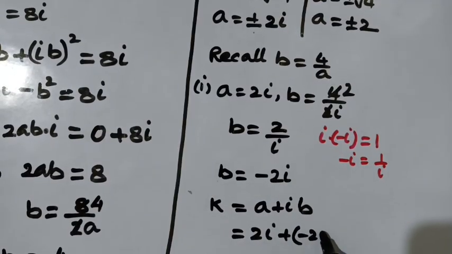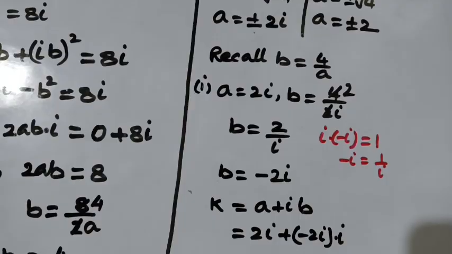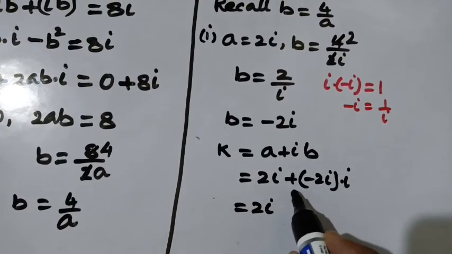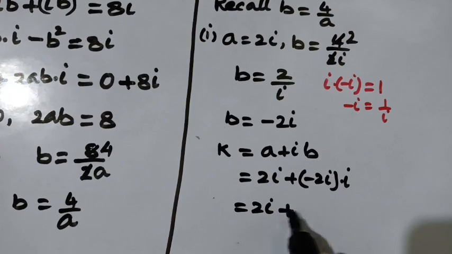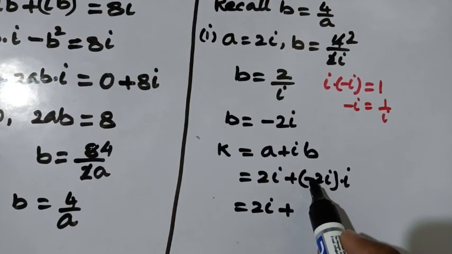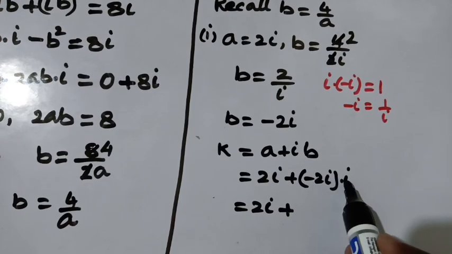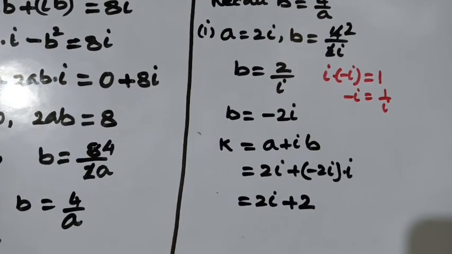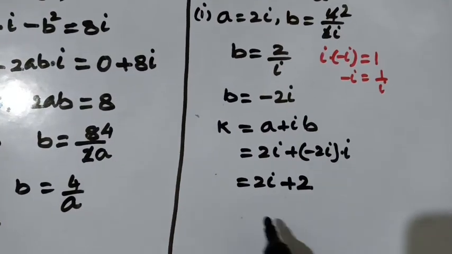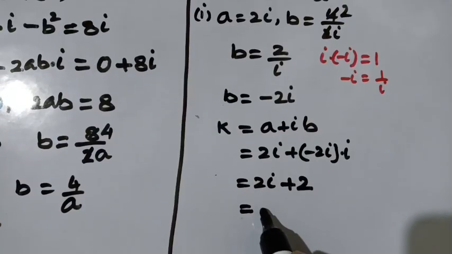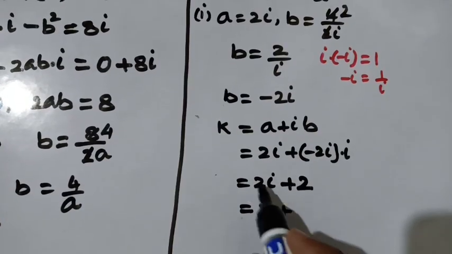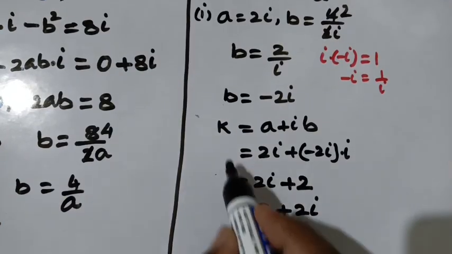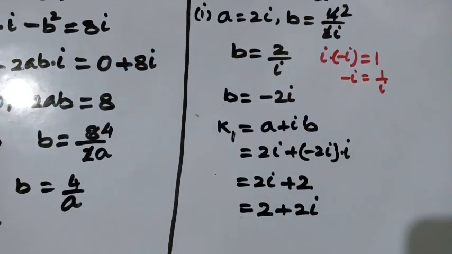So k is equal to a is 2i plus b is minus 2i times i. So this becomes 2i plus, minus 2, and i into i is minus 1. Minus 1 into minus 2 is plus 2. And generally in writing the standard form of a complex number, we write the real part first. So that's why I'm writing 2 plus 2i. This is one value of k. Let me call it k1. This is the first value we obtained here.